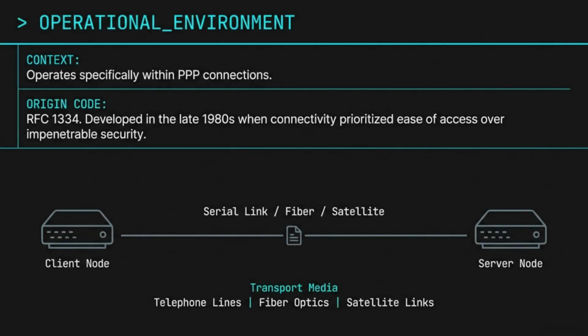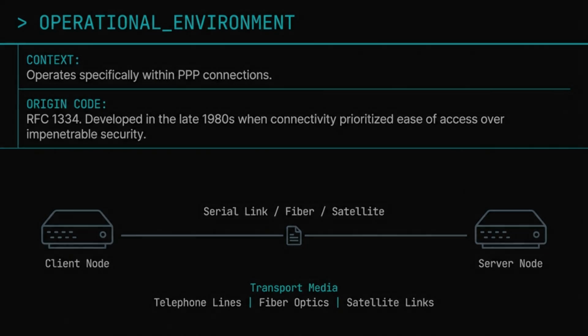To really get PAP, you have to rewind the clock. It was developed back in the late 1980s and later formalized in RFC 1334 for a very different kind of internet. The main goal was just getting connections up and running over serial links. Think old-school telephone lines. Back then, the priority was simply making sure systems could talk to each other. Ironclad security? Well, that wasn't the number one concern it is today.